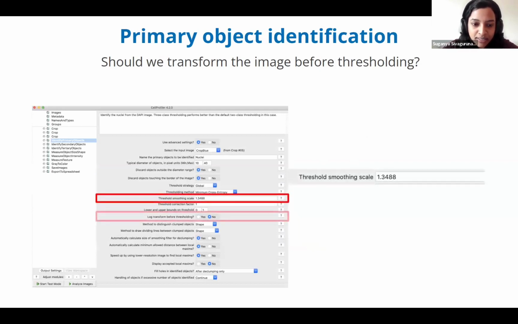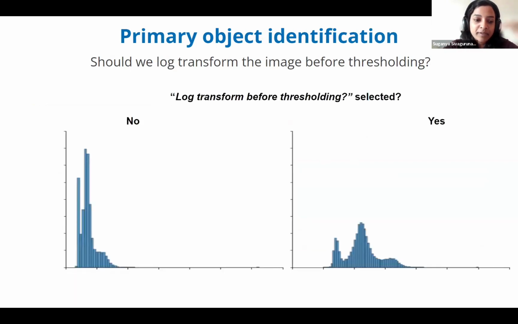We have something called threshold smoothing scale and log transform before thresholding. In which cases do these work better? For example, when you have image histograms where you can't actually differentiate between the foreground and background pixels, when you log transform this image, then you get a better histogram, which makes the process of delineating your foreground and background pixels better. We can take a look at an example here.